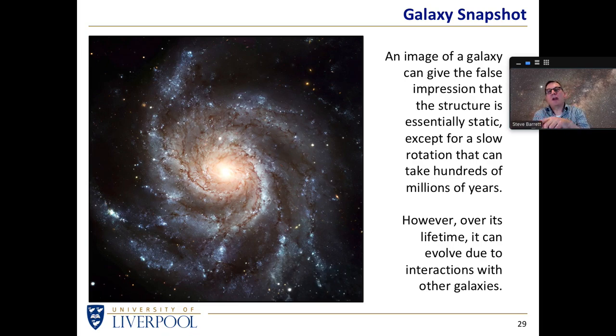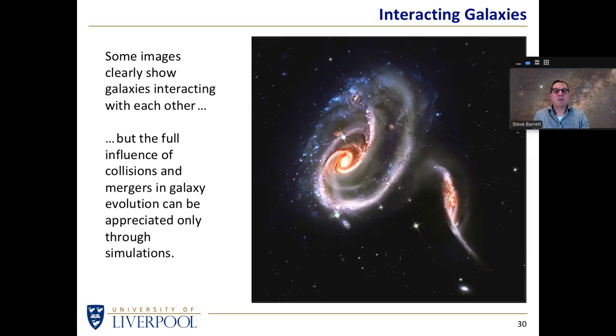Yes, we know they're rotating like a Catherine wheel, and we can imagine that they turn once every few hundred million years. But we don't appreciate quite how dynamic a galaxy is and how it evolves over billions of years of its lifetime simply by looking at a lot of static images like this.